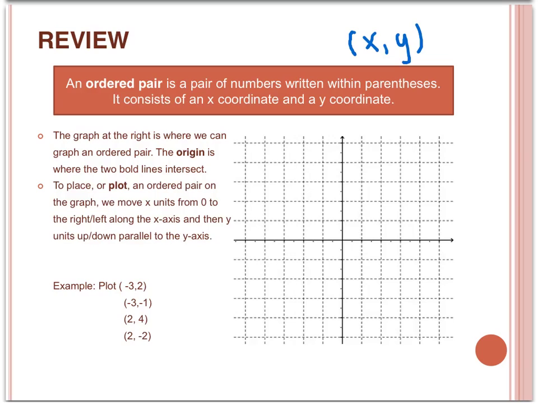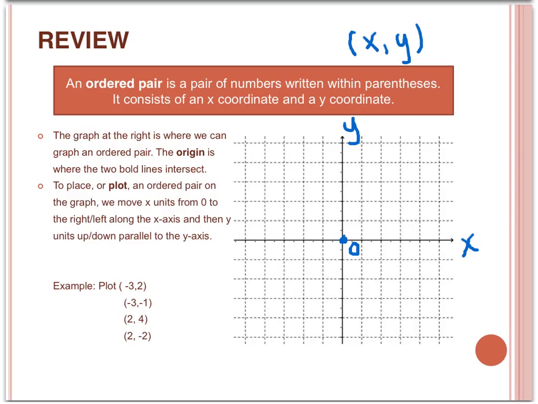The graph at the right is where we can graph an ordered pair. The origin is where the two lines intersect. We can label this point O. To place or plot an ordered pair on the graph, we move x units from O to the right or left along the x-axis, and then y units up or down parallel to the y-axis.